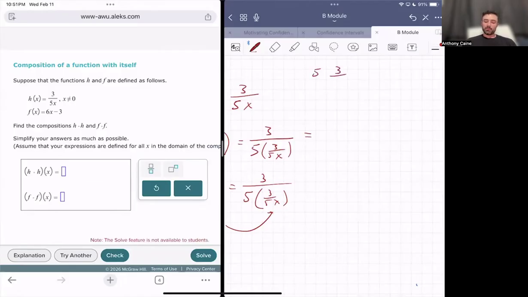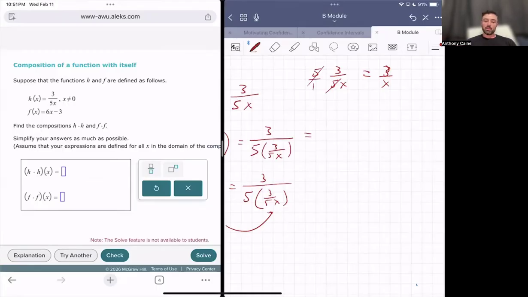5 times 3 over 5x, those cancel, 3 over x. Okay. Truly, I don't know how you were taught fractions. Students overthink them. You just multiply straight across. That's how fractions work.